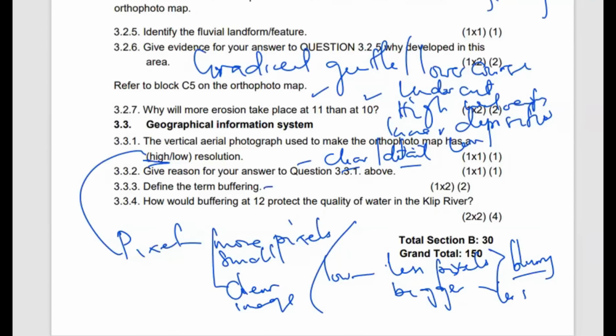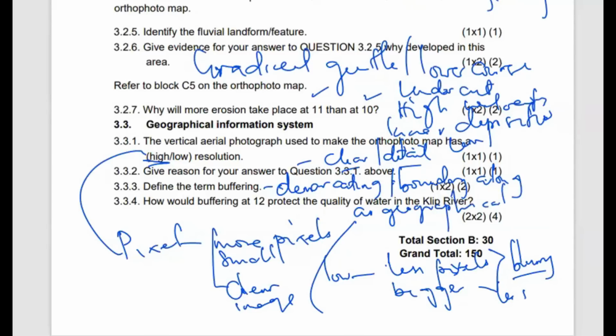When we're talking of buffering, we are looking at the concept of demarcating an area or putting a boundary. Demarcating or putting a boundary along or around a geographical feature. That is the concept of buffering.